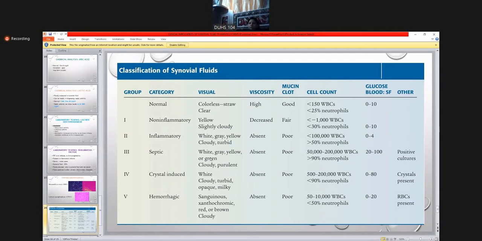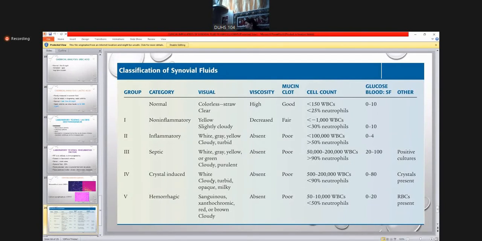Then what will be in septic? White, gray, yellow or green cloudy purulent appearance, viscosity absent, mucin clot poor, and the cell count is between 50,000 to 200,000 WBCs and more than 90% neutrophils. Okay? And it is positive for culture. Obviously it is septic, so it is positive. Okay, what are the bacteria which cause septic arthritis? Please write down in the chat box. What are the bacteria which cause septic arthritis? And what will be the glucose? The glucose level will be 20 to 100.